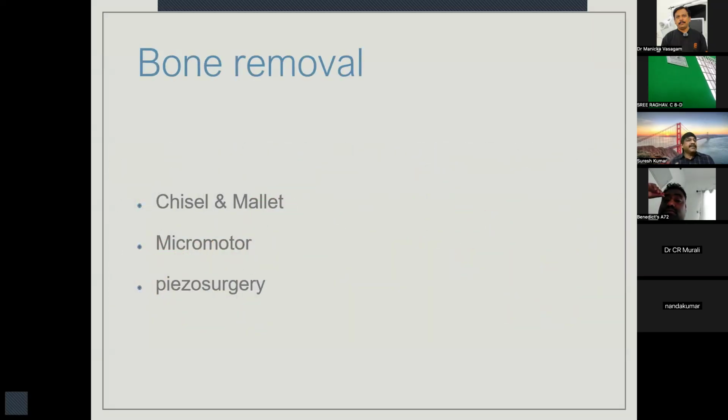Next, once you have made the incision, you have opened up a flap, isn't it? Now, what is next in impaction? You all know you have to remove bone to relieve the mechanical obstruction so that we can elevate or remove the impacted tooth. For bone removal, we have certain tools that can be used. There are three categories. One is your chisel and mallet, second is your micromotor, third is your piezo surgical unit, which is a very recent development.